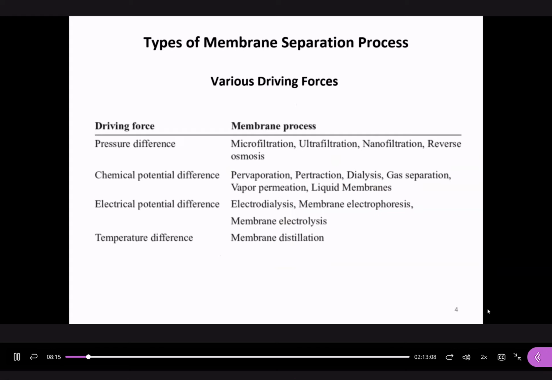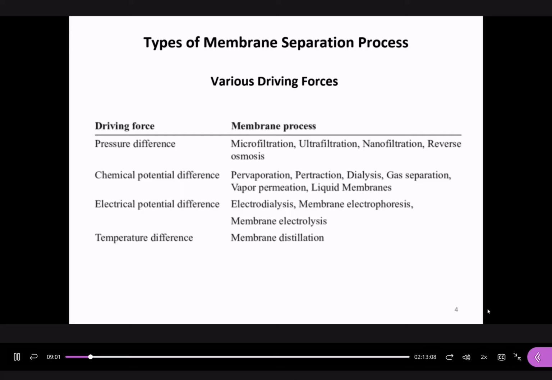For pressure difference, like in water filtration, we have microfiltration, ultrafiltration, nanofiltration, and reverse osmosis. These 4 are the common types. We're going to discuss the details of each separation scheme. For chemical potential, there is dialysis, gas separation, etc. There is also electrodialysis: you have 2 electrodes, and between them you have a membrane. And for temperature difference, there is membrane distillation.